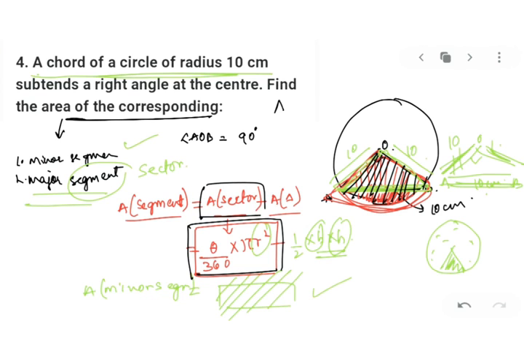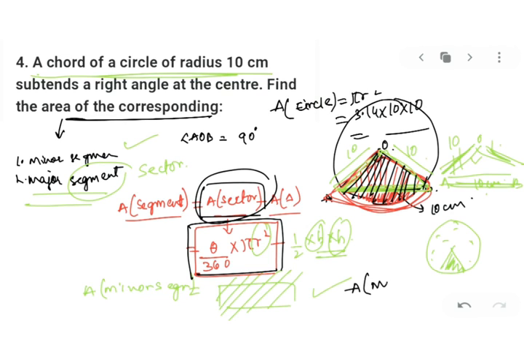So area of entire circle will be pi r square. So you will put 3.14 into radius is 10 into 10. Once you get the entire area of circle, from that you have to subtract your area of sector, whatever you have found this area. If you subtract it, what will be remaining will be area of major sector.